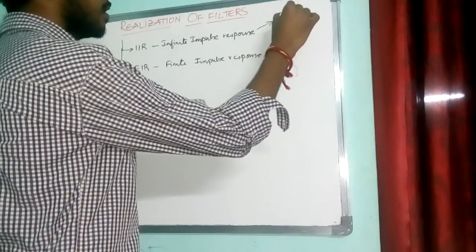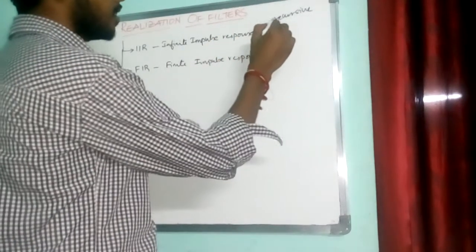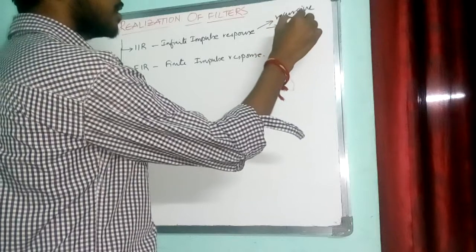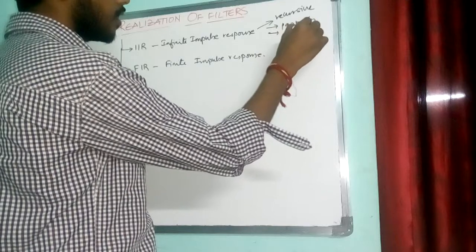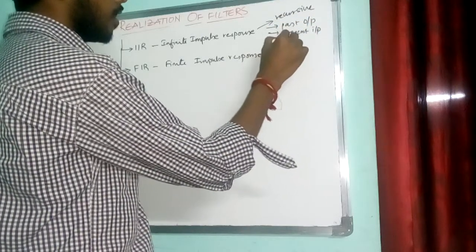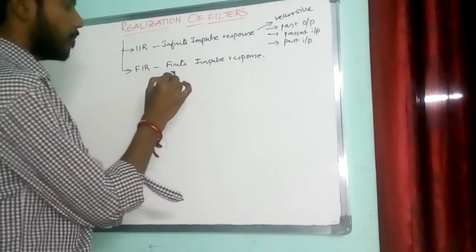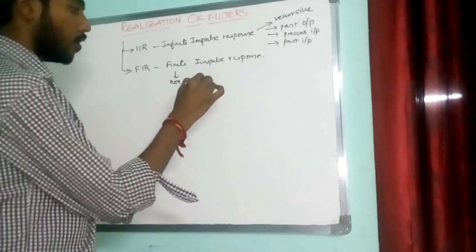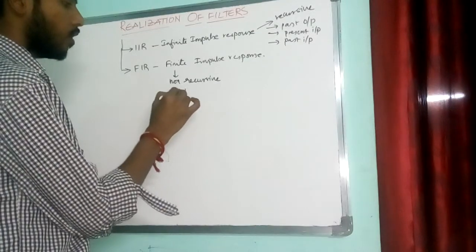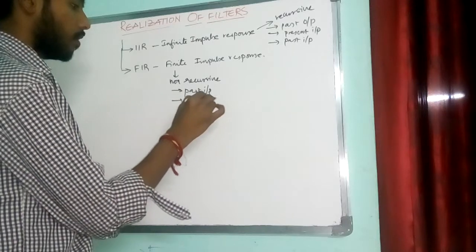Okay, IIR is a recursive filter. That means this filter function has past output, present input, past input. Whereas finite impulse response filter is non-recursive. That means it has only past input and present input.